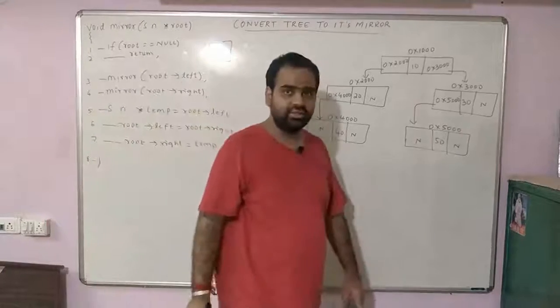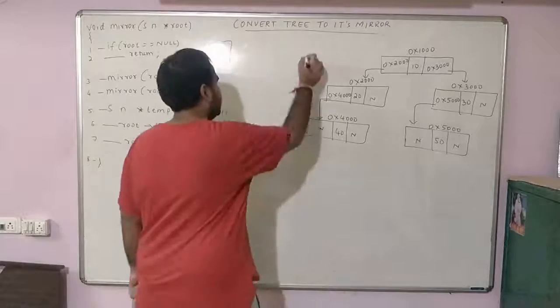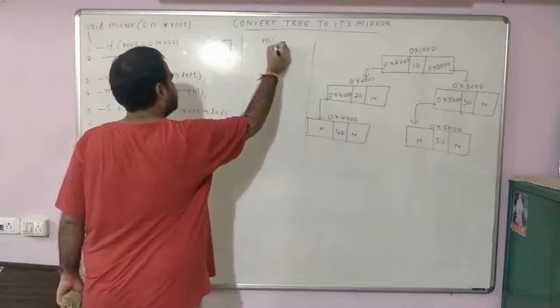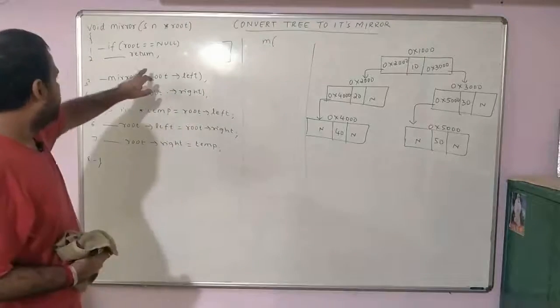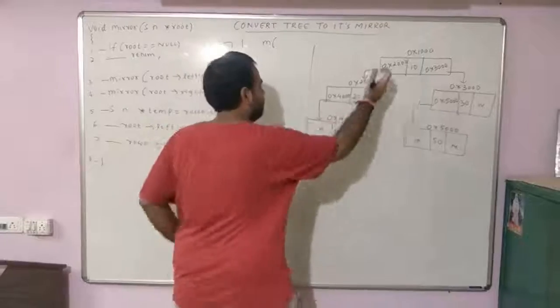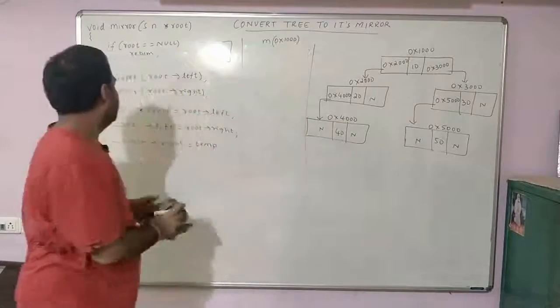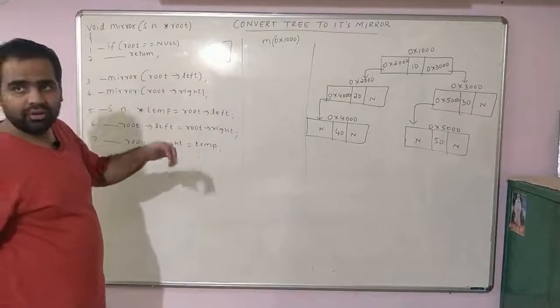And let's trace this so that you understand in detail. Okay. Now let me trace over here. We say mirror of, I just write m means mirror of root. Now what is the value of root? The value of root is 1000. Is 1000 equal null? No, you say mirror of root arrow left.